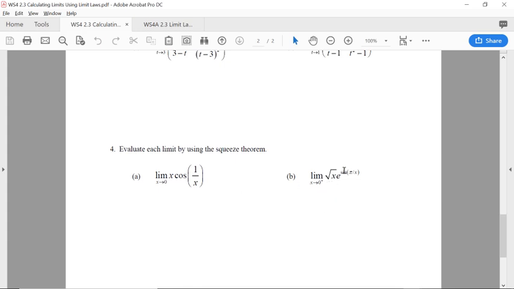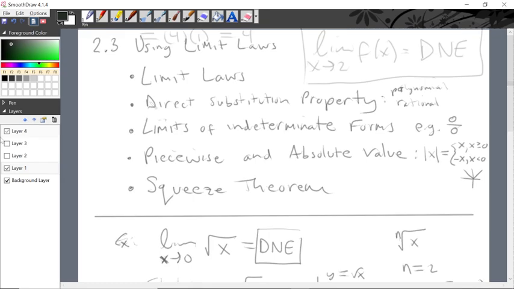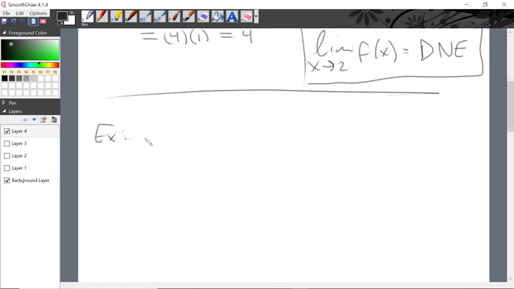And then e to the power of the sine of pi over x. There's that sine of pi over x thing again. Okay, but we're going to use the squeeze theorem the same as we used it in that other example. So let's try this one right now. We have the limit as x approaches 0 from above of the square root of x times e to the power of the sine of pi over x.